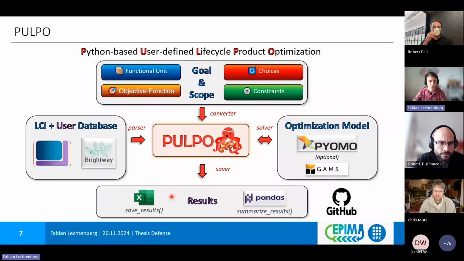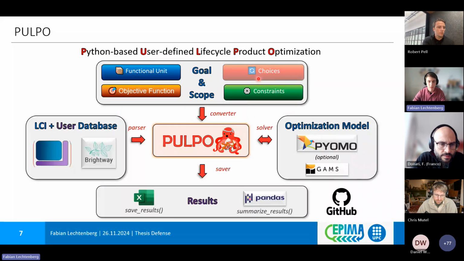So here's the overview of the architecture of the PULPO workflow and its implementation. Now, PULPO stands for Python-based user-defined lifecycle product optimization, and is also the Spanish word for octopus. To define a lifecycle optimization problem with PULPO, 4 user inputs are required. The functional unit, as in any regular LCA, the objective function, that is to be minimized, which can be any impact category, granted that you have the characterization factors available.